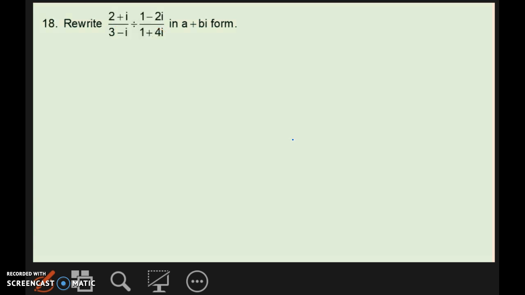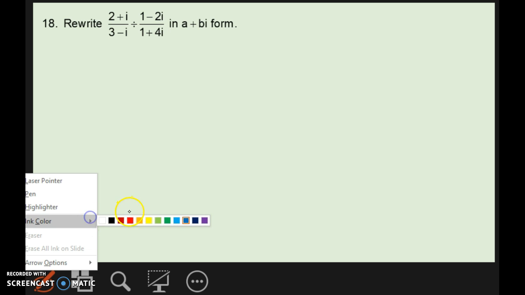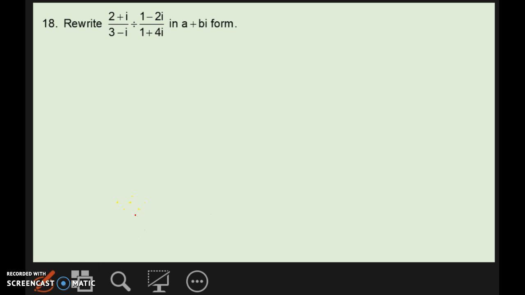All right, and the last one gets a little complicated here. So what I've got going on here is 2 plus i divided by 3 minus i, and I'm dividing by this other fraction. So when we are dealing with fractions, we generally don't actually divide fractions, we multiply by reciprocals. So I really want to treat this like 2 plus i over 3 minus i times 1 plus 4i over 1 minus 2i. And I'm going to multiply the numerators together, and I'm going to multiply the denominators together.